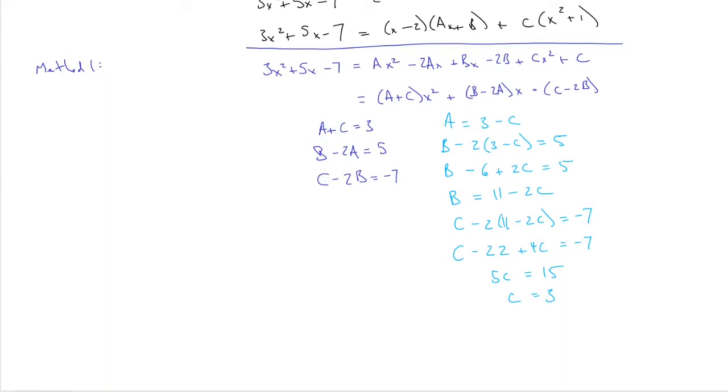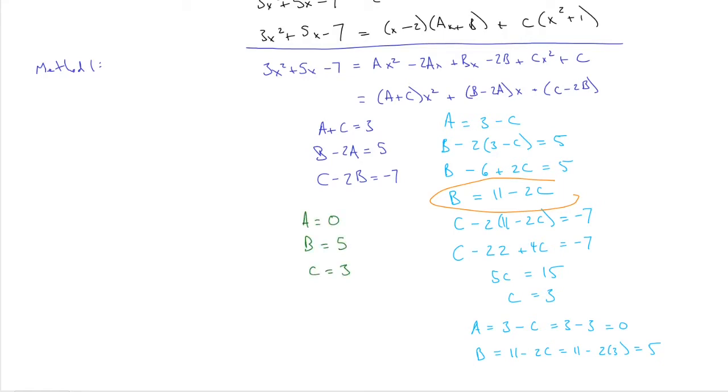I can now use that value to go back and find the values of a and b. In particular, from this equation right here, I get that a is 3 minus c, and c is equal to 3, and so a is equal to 0. And from this equation right here, I get that b is 11 minus 2c, and since c is equal to 3, that gives us that b is equal to 5.